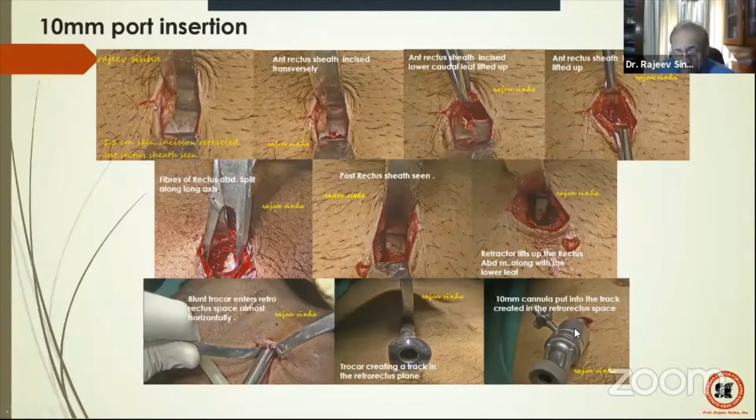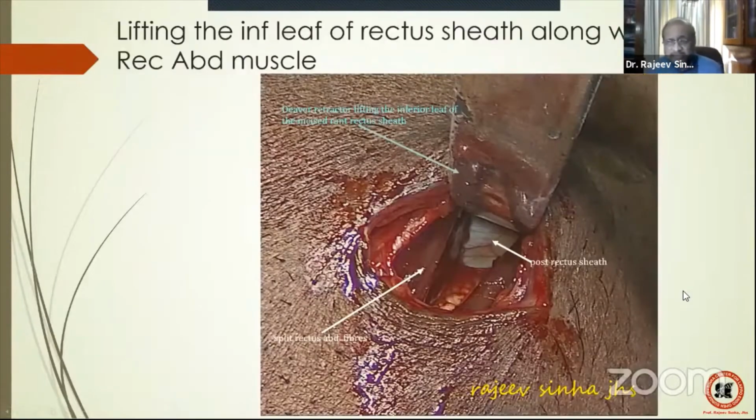I'm using it for ETP also. A blunt trocar creates a space for me, and then I push this cannula inside. This is very well shown here. See this, I've lifted up. I can see the posterior rectus sheath. You can very well visualize the split fibers, and this is lifting it up and the posterior rectus sheath, and it can easily go into the space. It's a very easily negotiable space.